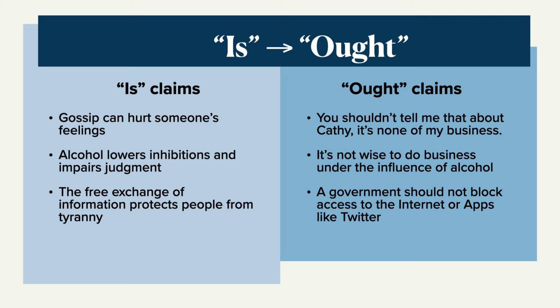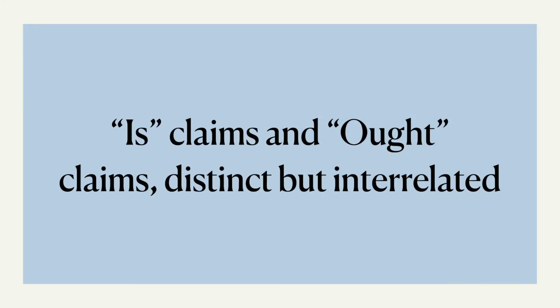Ought claims are distinct from is claims, but ought claims often build on is claims, so they are related to each other. These examples show relationships between ought claims and is claims. Knowing gossip hurts people's feelings supports the claim, you shouldn't tell me about Kathy's business. Because alcohol lowers inhibitions and impairs judgments, it's wise to not do business after we've been drinking. Because a free press protects people from tyranny, it's wrong for governments to block the internet or censor social media apps. Is claims and ought claims, though distinct, are interrelated.